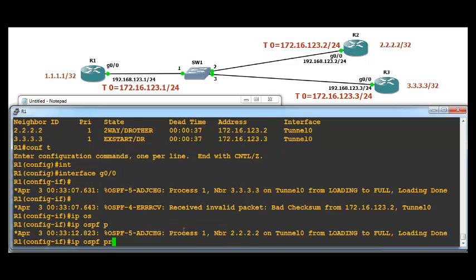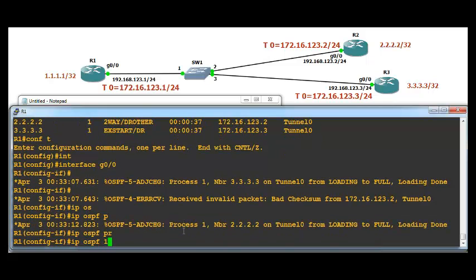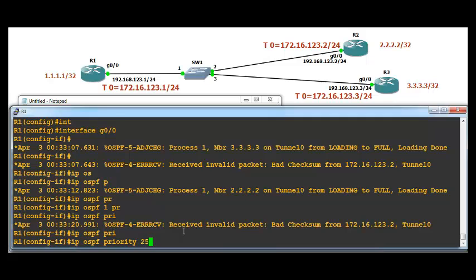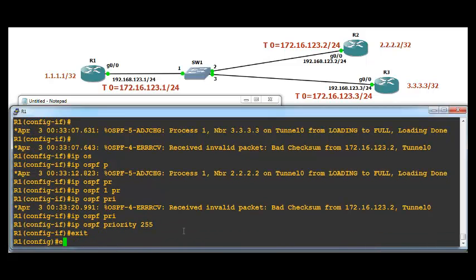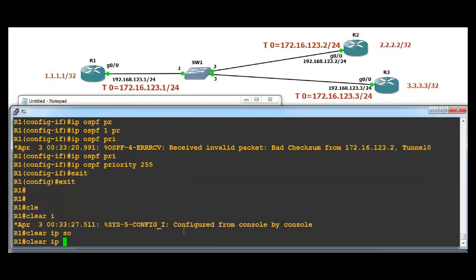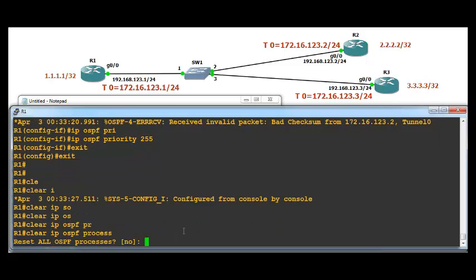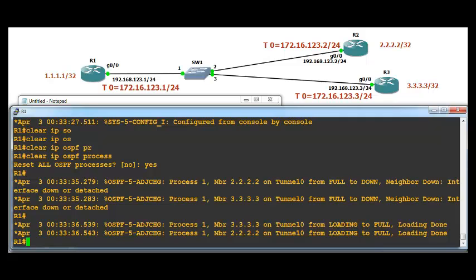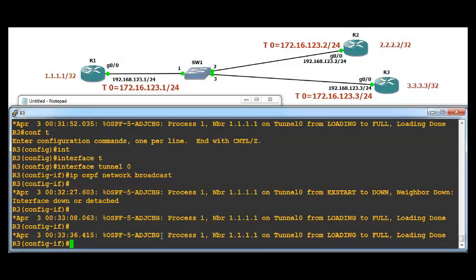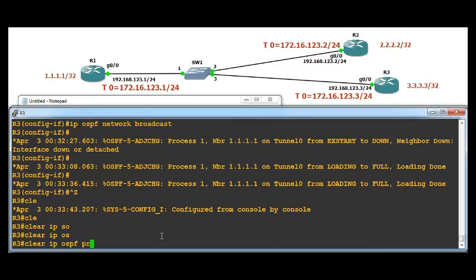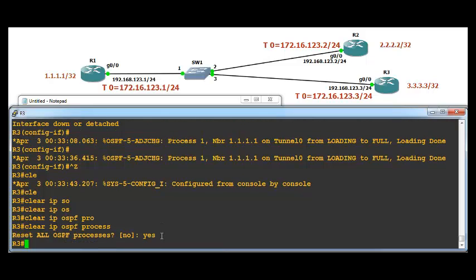ip ospf priority. Give the maximum priority, 255, and clear the OSPF process. Clear ip ospf. You need to do this especially on the existing DR. Who is the existing DR here? Clear ip ospf. Alright.